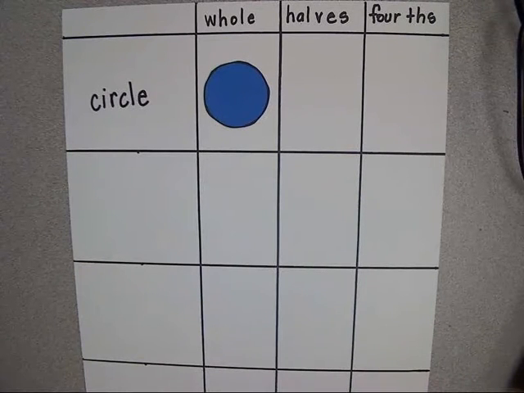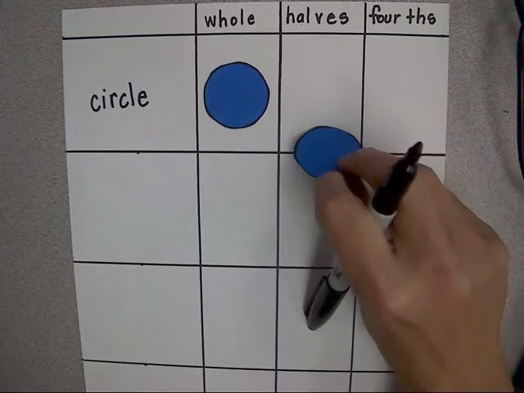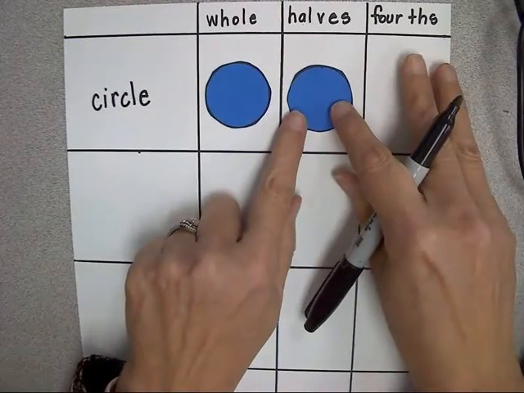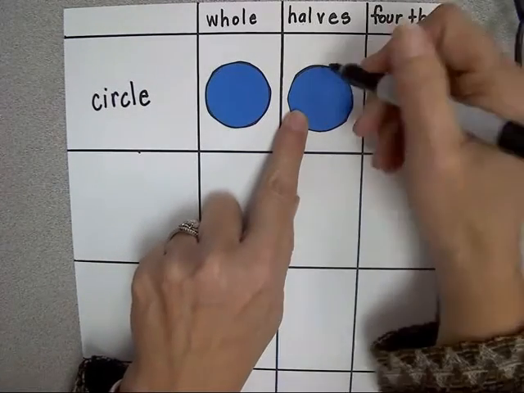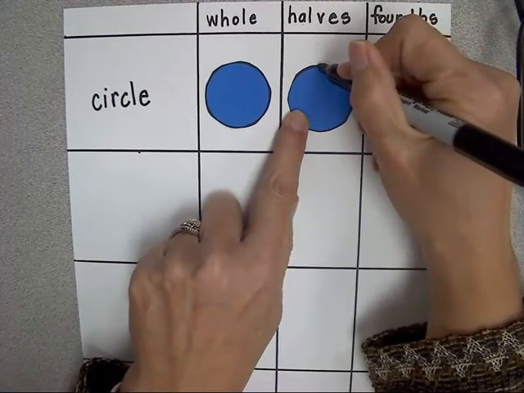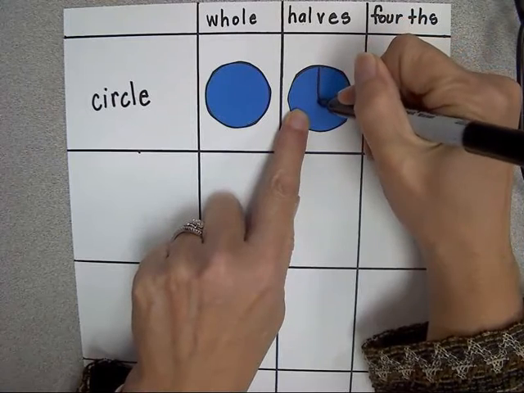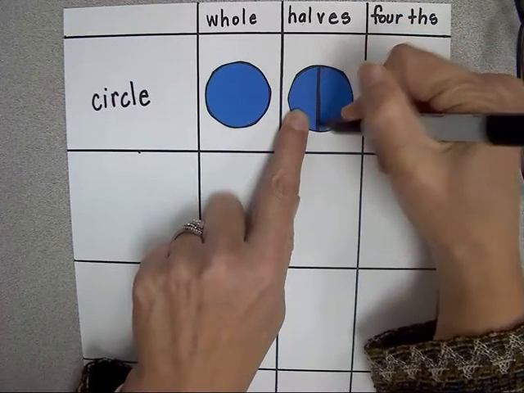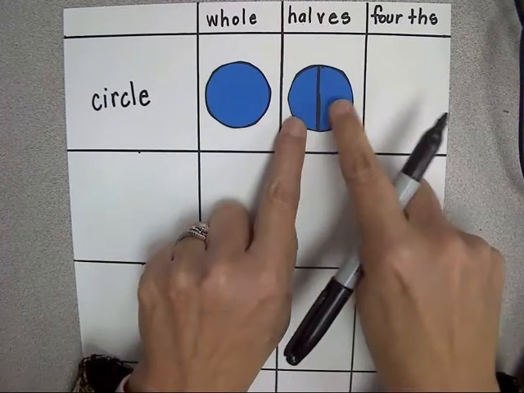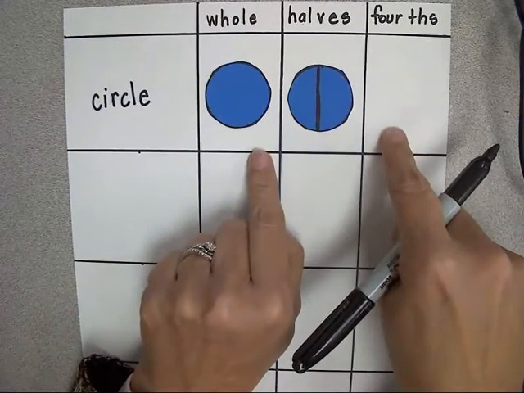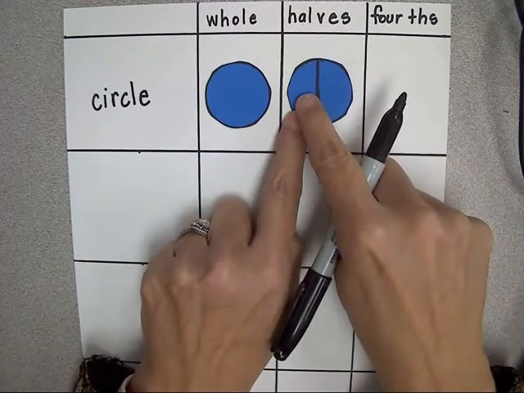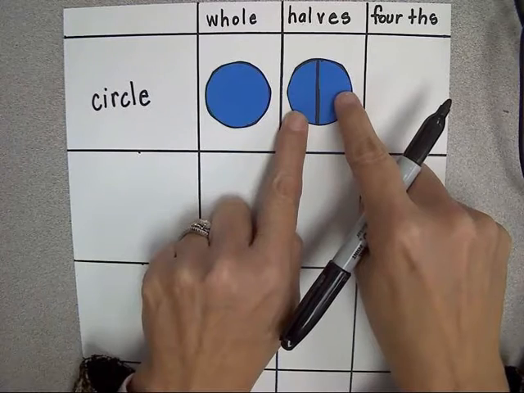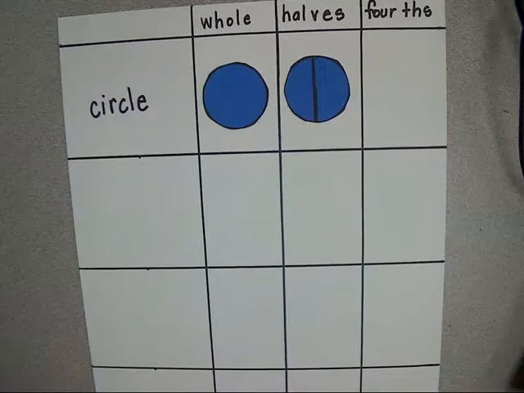So can we take that same circle and create halves? So I know that if I take this circle and cut it completely down the middle, they have to have equal parts. This half is equal to this half, so it is in halves.